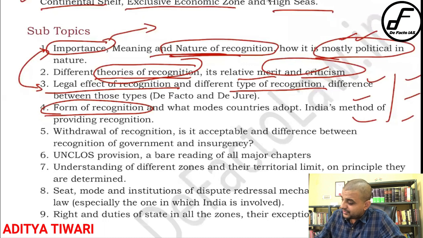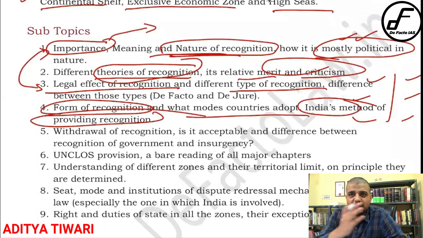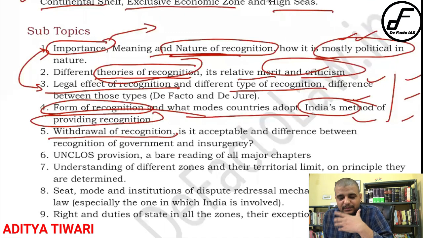Then what modes countries generally adopt, and what mode India actually adopts, right? It means India adopts either the express form of recognition or the implied form of recognition. That is the second point that you have to study in this, so please remember that. Then the concept of withdrawal of recognition. Can a state withdraw recognition? Once a state has recognized some other state, can it withdraw it? Does international law allow withdrawal of recognition?